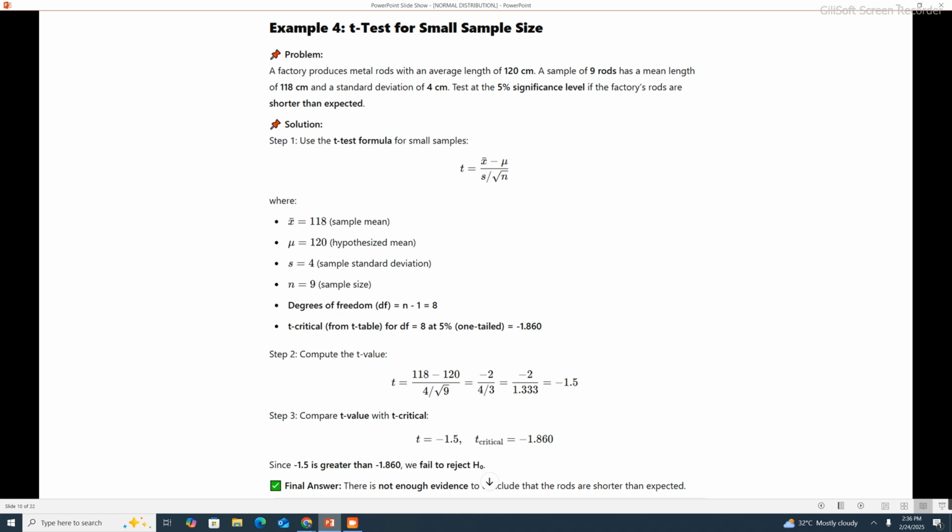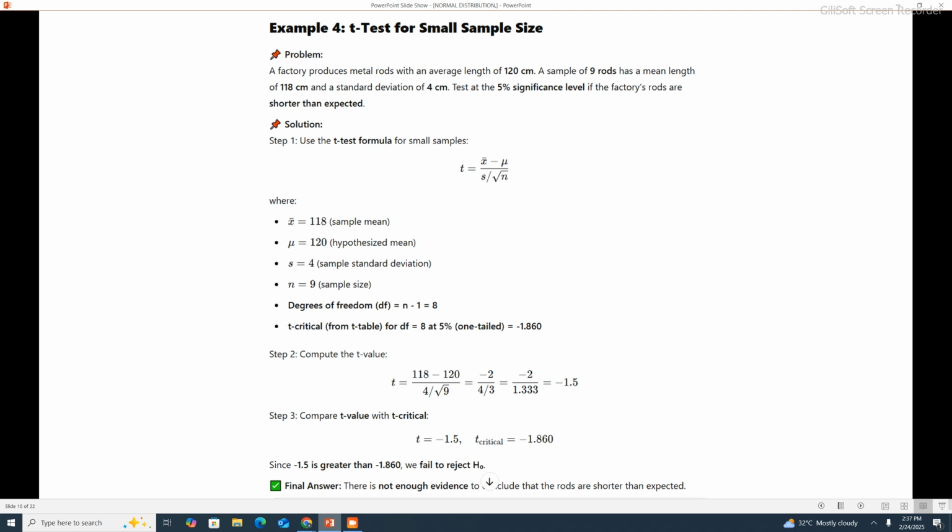A factory produces metal rods with an average. Look at it. That word average is telling you the mean of the entire population. That's not the sample mean now. They have not yet extracted the sample out. You understand? So the mean of everything, we call that the hypothesized mean. So now a sample of 9 rods, that's your number. n is 9.